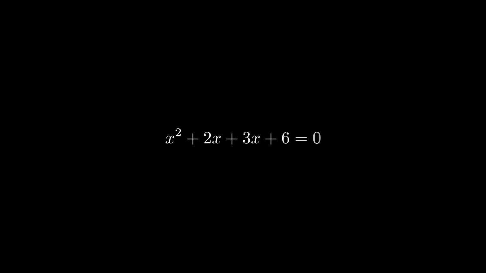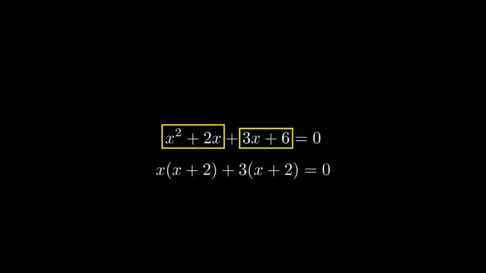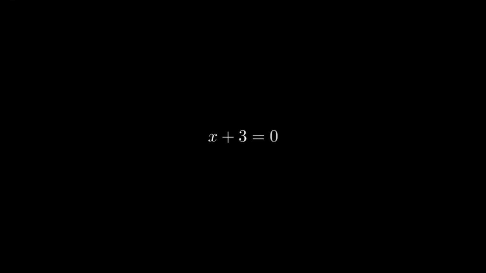And then we can factor out an x in the first half of the expression, which leads to x times x plus 2, and then we can factor out a 3 in the second half of the expression, which also leaves an x plus 2. And then we can factor out an x plus 2, and that'll be x plus 3 times x plus 2 is equal to 0.